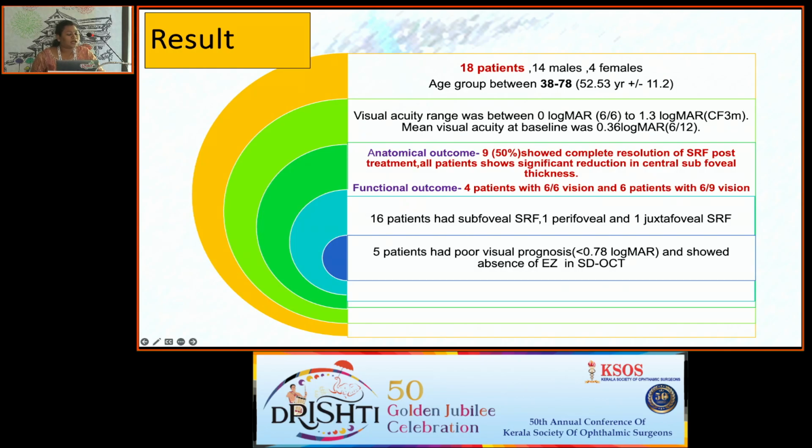And the results are, out of 18 patients, 4 are females and 14 are males. Age group is between 38 to 78. The visual acuity ranges from 6/6 to CF 3 meter.